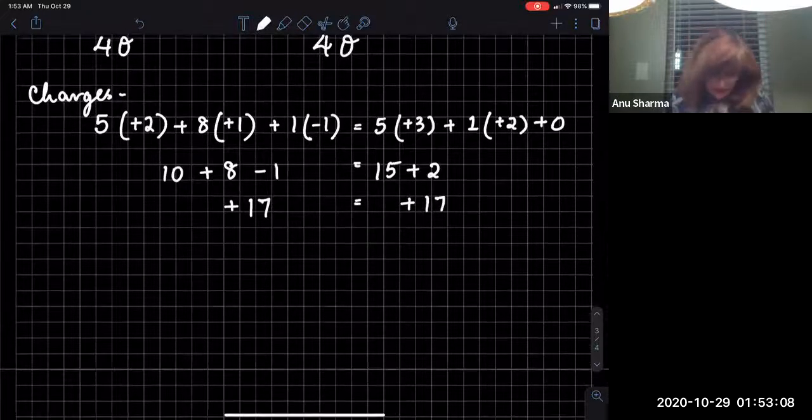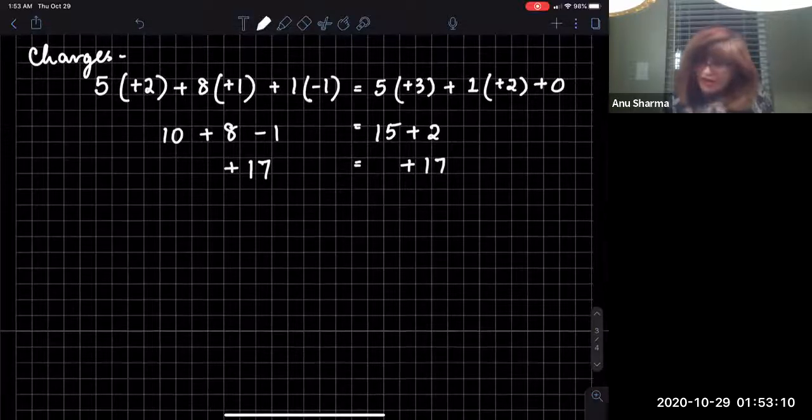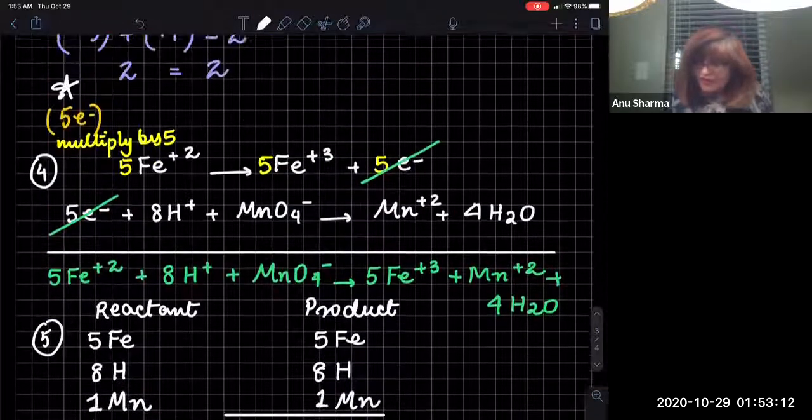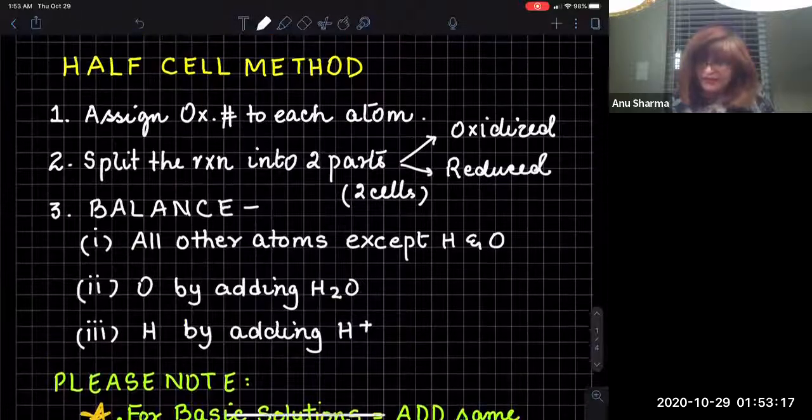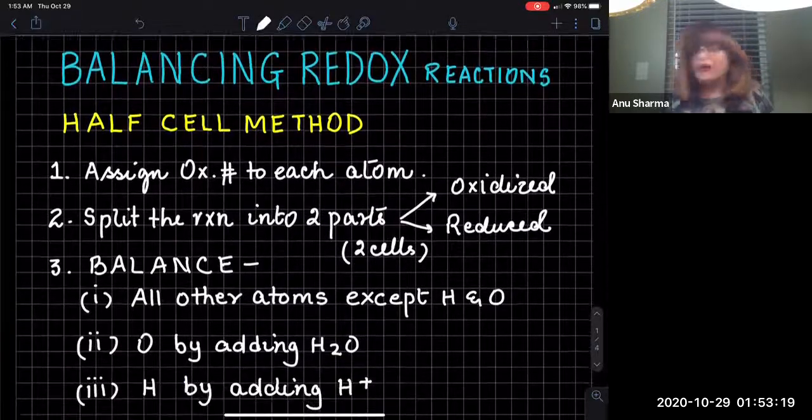So this is how you do the balancing of redox reactions by the half cell method. And this was an example where the reaction was in the acidic medium. I hope that was easy, and thank you for watching.